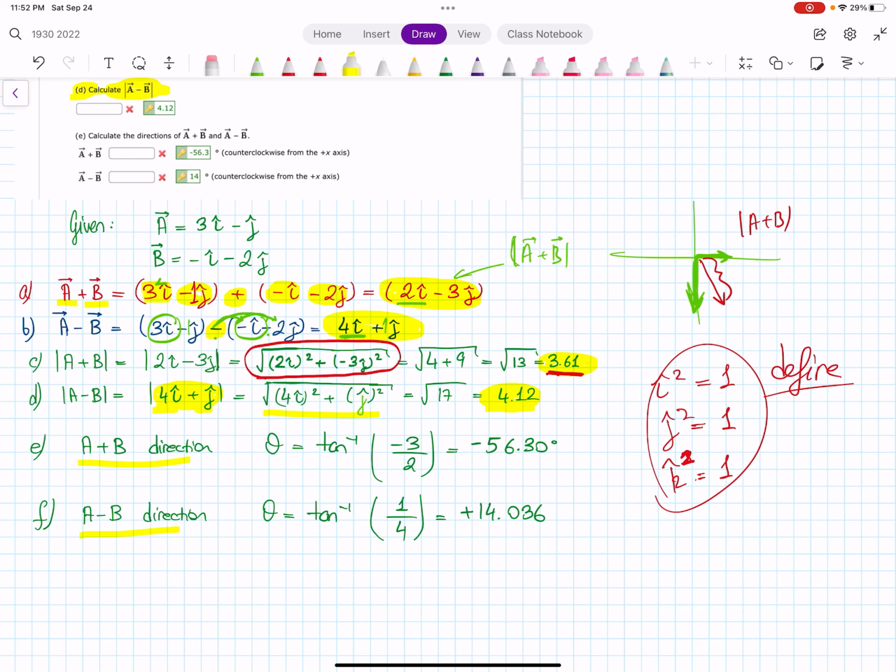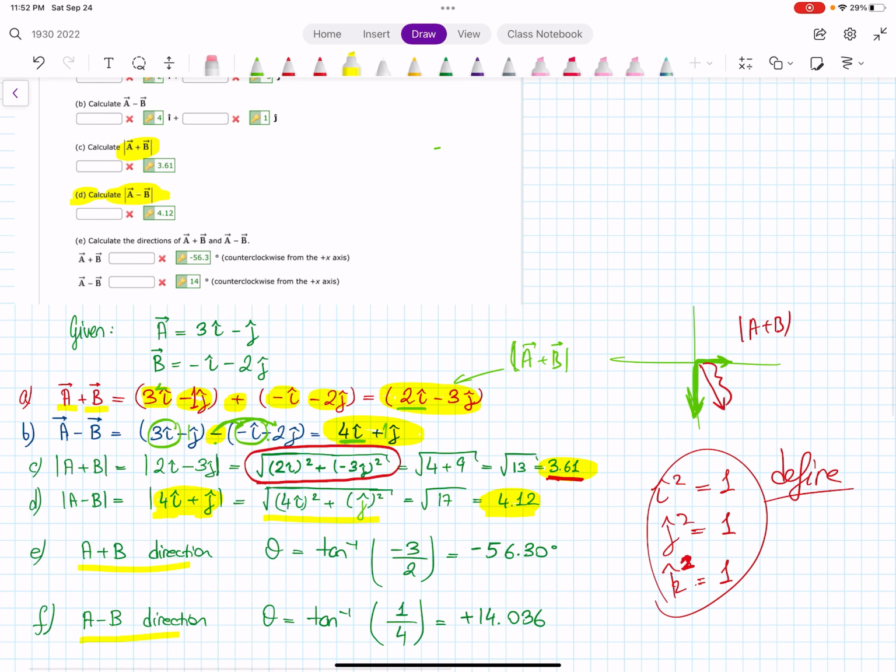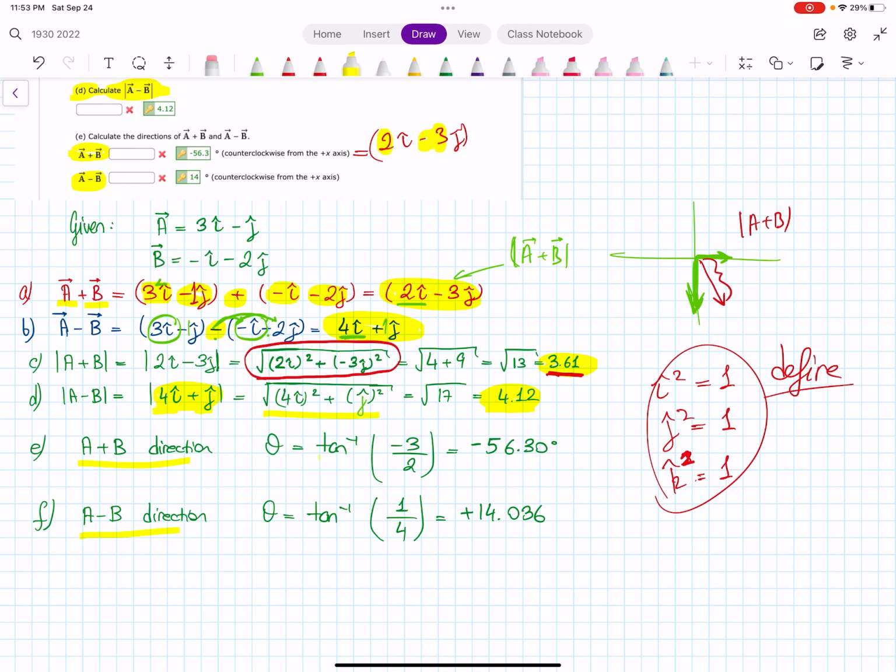How do you find the direction, everybody? How do you find the direction of a plus b and a minus b? Remember, you already solved a plus b. What was a plus b equal to? A plus b was equal to 2i hat minus 3j hat. You know the horizontal component and you know the vertical component. How do you find the angle? You take the arctangent of the vertical component divided by the horizontal component.